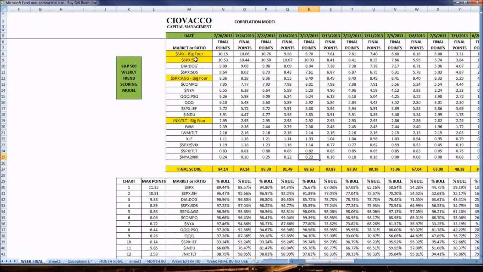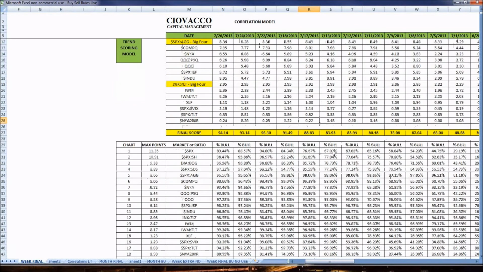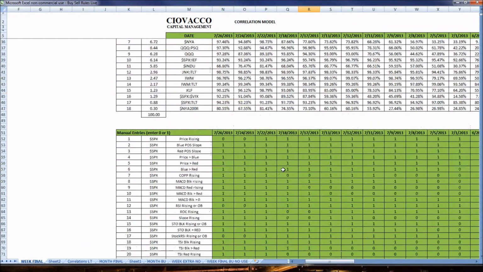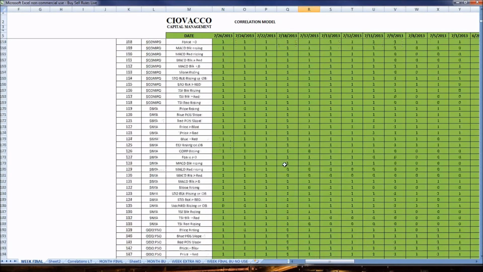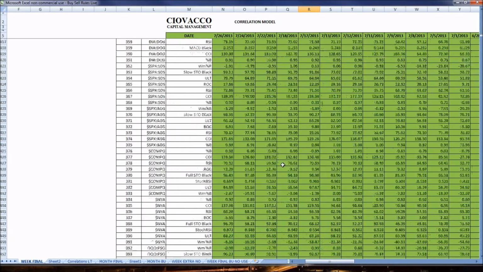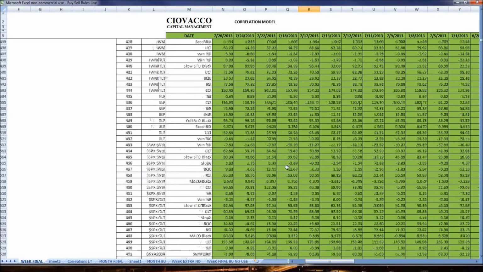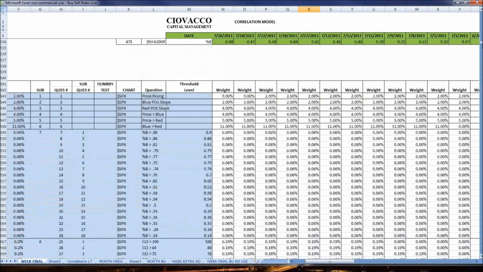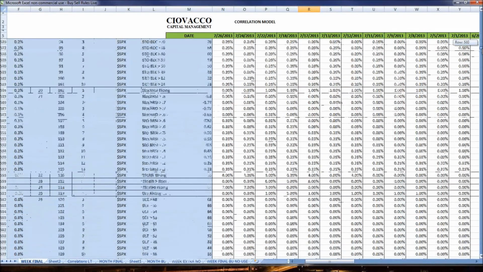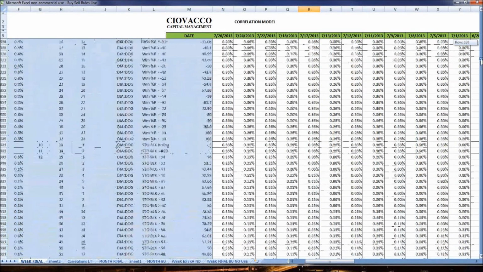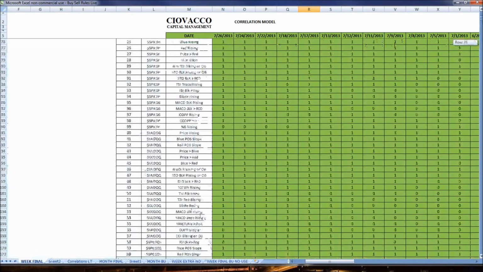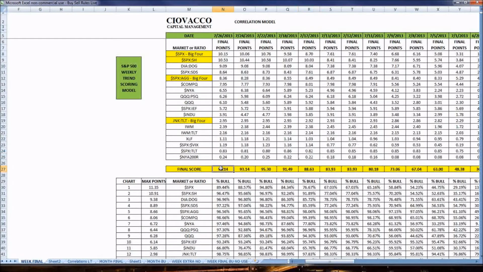The model takes all of the charts and all of the indicators, answers questions about them, also takes data. There's a threshold component to the model, and then it comes down here and performs all sorts of calculations, weighting it. And what it does is it takes all of that information and it boils it down to one score that we can make a decision off of, and it enables us to compare this score to historical market profiles.